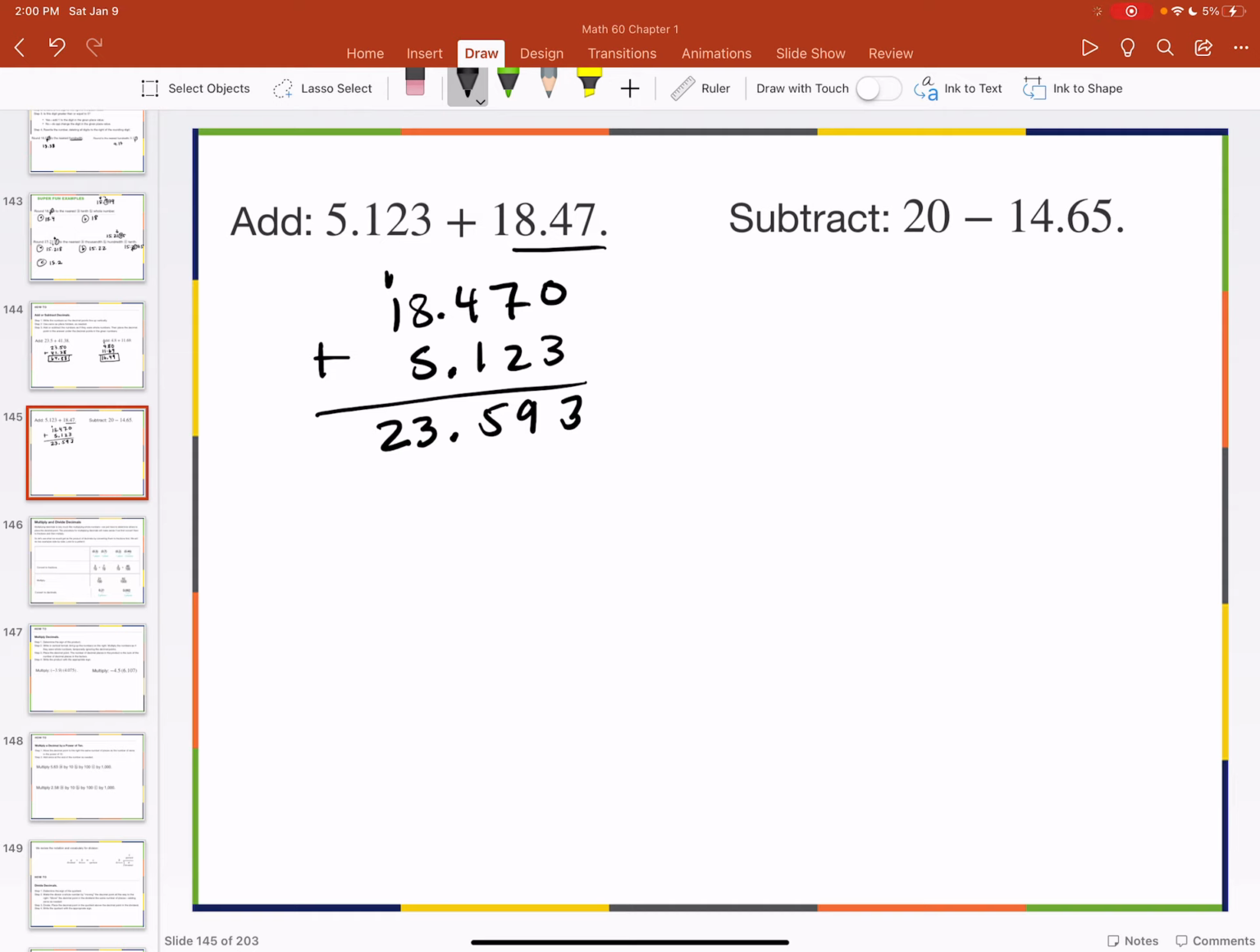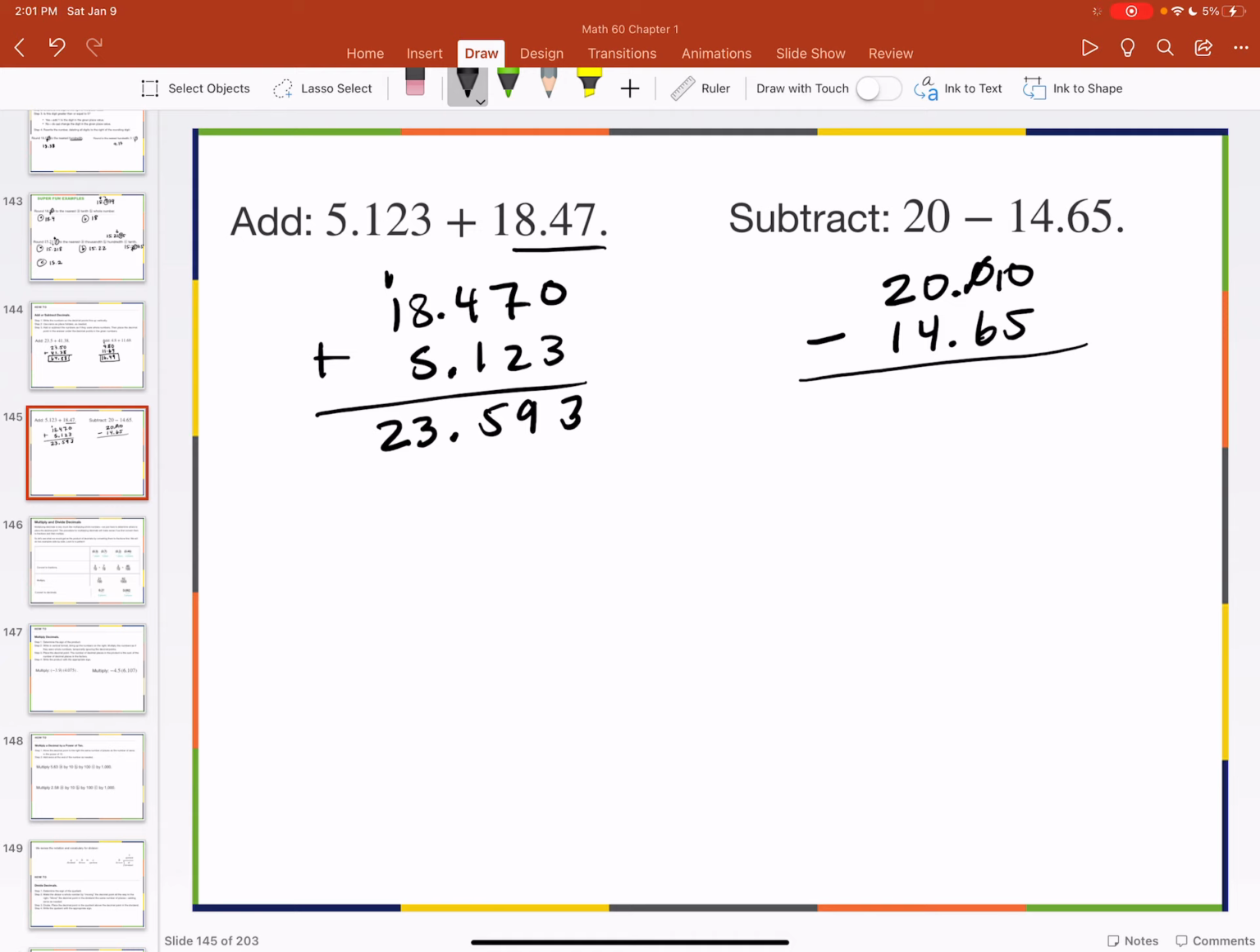Okay, so now let's subtract. So we have 20 and we're subtracting 14.65, but because we don't have anything, we're going to add zeros, okay? And we're going to borrow, right? Because you can't take away 5 from 0, we borrow from here.